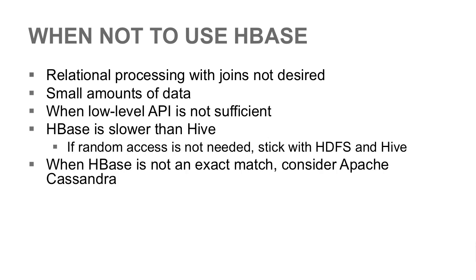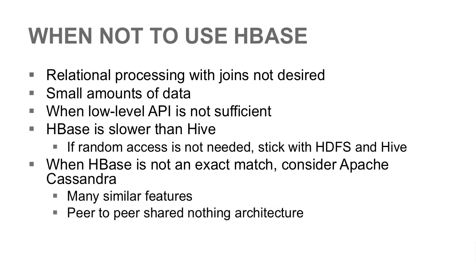Now, HBase belongs to the category of columnar stores, and it is not the only columnar store that we have. So sometimes you see that HBase is one of the possible candidates, but not necessarily the only choice. You should consider Apache Cassandra. Apache Cassandra has many similar features to HBase. It is a peer-to-peer shared nothing architecture, and it provides a SQL-like query language. So we often recommend, when Cassandra is an option, check out HBase and vice versa.